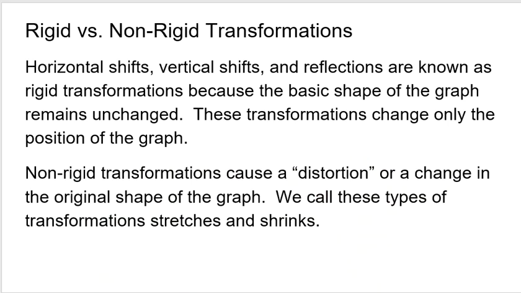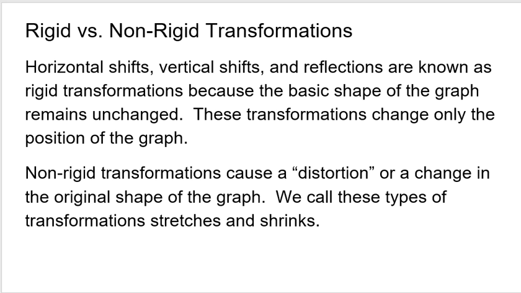All right, let's now really emphasize something I kind of mentioned earlier, this whole idea of rigid versus non-rigid transformations. Everything we've done so far, horizontal shifts, vertical shifts, and reflections, are known as rigid transformations because the basic shape of the graph remains unchanged. These transformations change only the position of the graph. So the graph just gets slid or moved around, but the shape of the graph does not change. Non-rigid transformations cause a distortion or a change in the original shape of the graph.